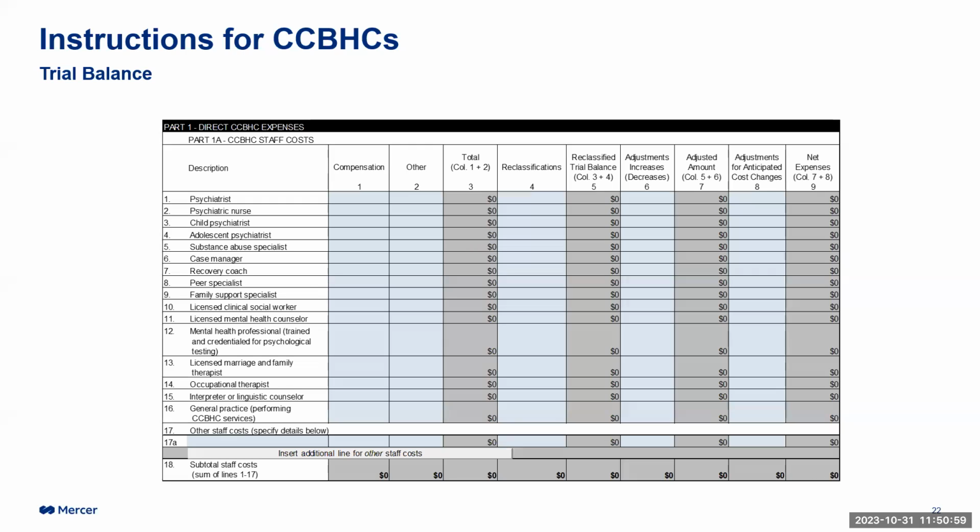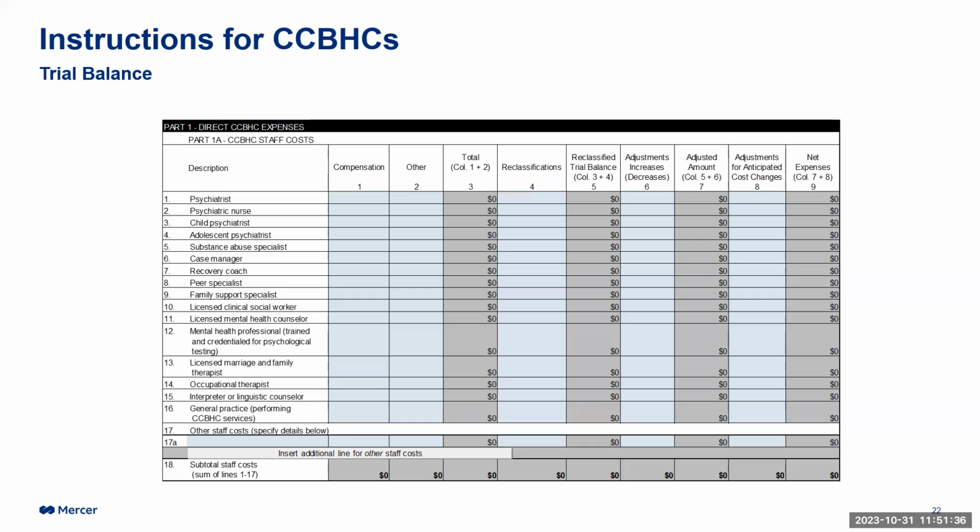And then finally, any adjustments for anticipated costs. So to the extent you need to add services to perform all the CCBHC functions, this is the column where those costs are going to be added. Once you perform your assessment, you'll determine what costs and services need to be included and added to meet the CCBHC program. There's a specific tab for this column as well.